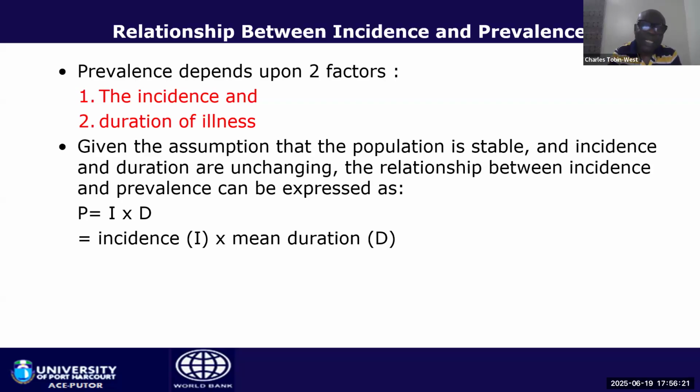Okay? Then another thing is duration. If the duration of the disease is getting longer, the prevalence is also increasing. So prevalence depends on two things, duration and incidence. Okay, assuming the population is stable, and incidence and duration are not changing, the relationship between incidence and prevalence can be expressed by this formula. P, that's prevalence, is equal to incidence times duration. Prevalence is equal to incidence times duration.